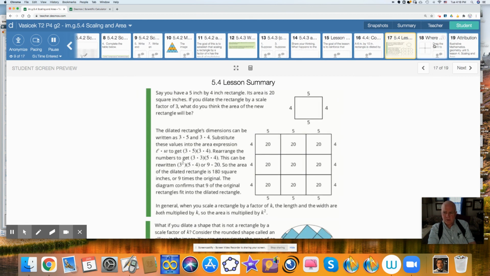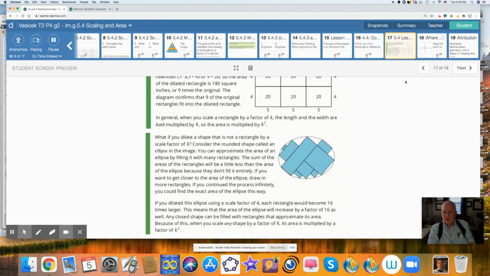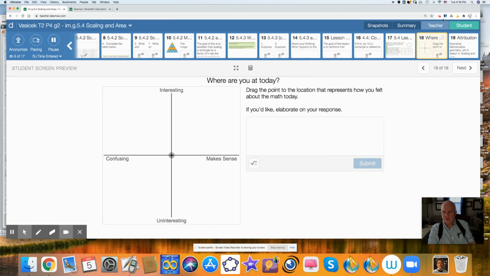Here's a lesson summary. You can read about this on your own in this Desmos activity. And then there's the how did you feel about what we did today? So that's all I have. Good luck and success.